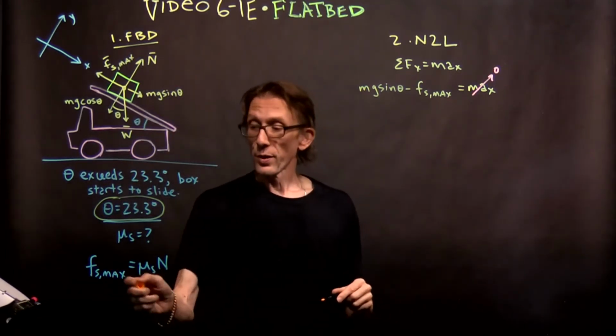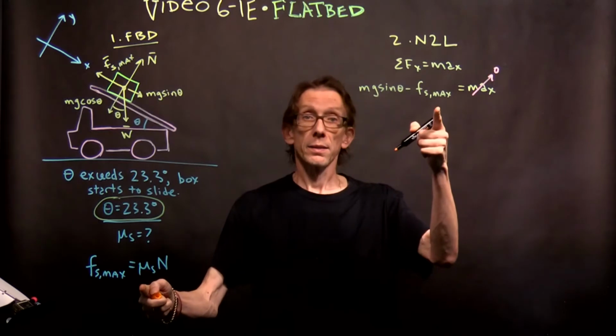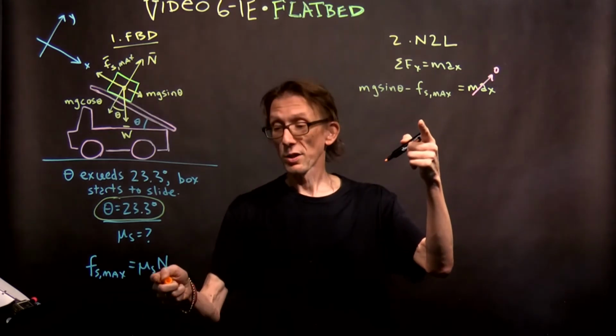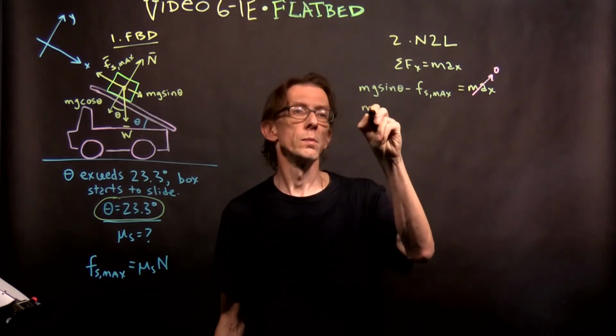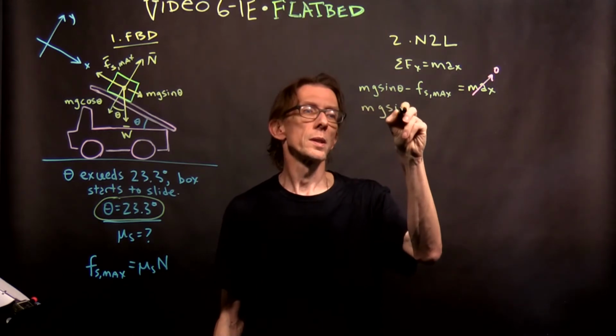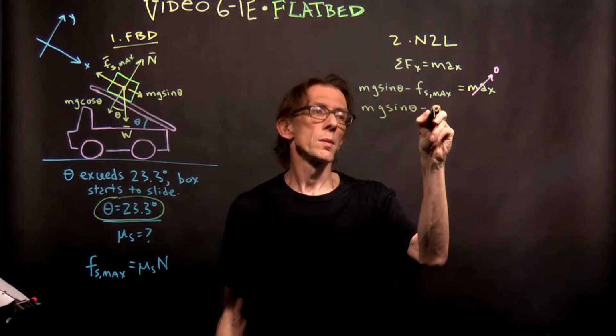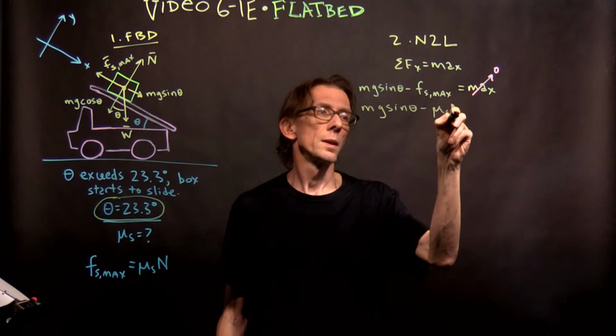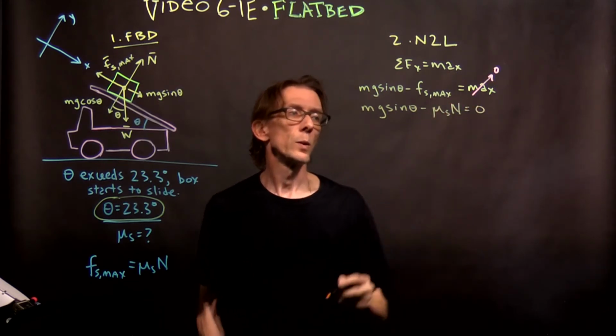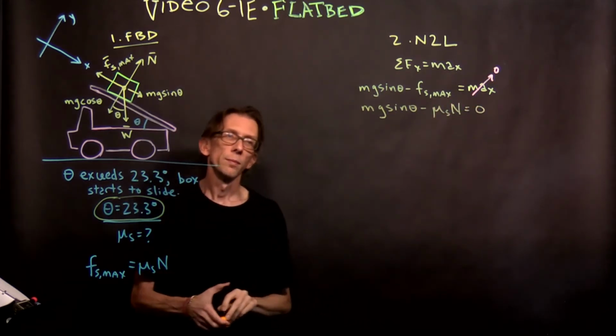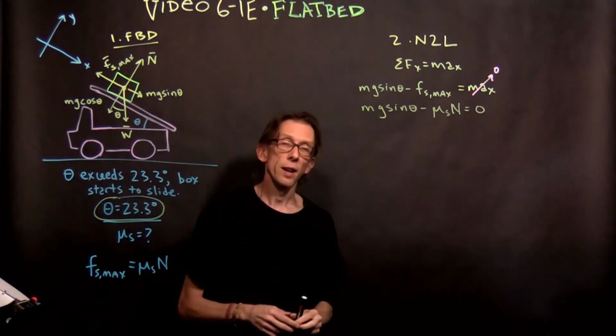And now we can substitute this in for f sub s max. Right, f sub s max is always equal to this, so we can now write mg sine theta minus mu sub s n equals zero. That is our x equation.